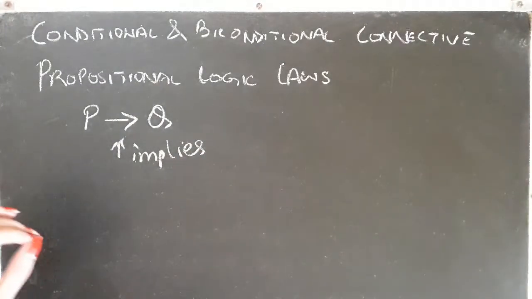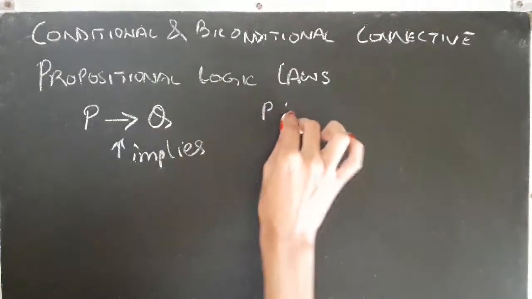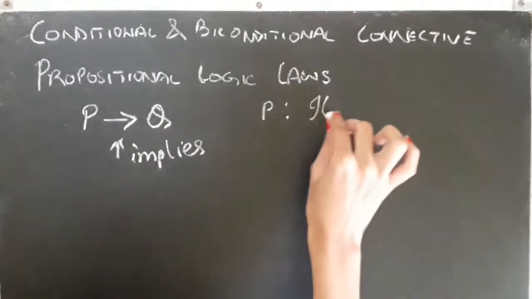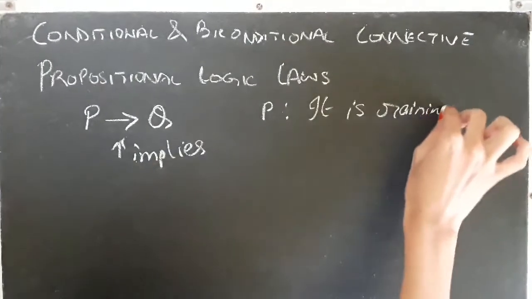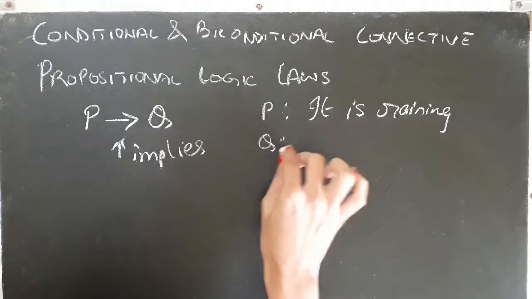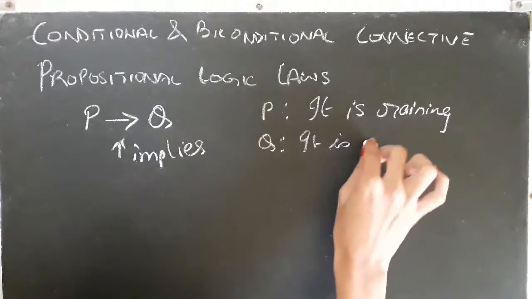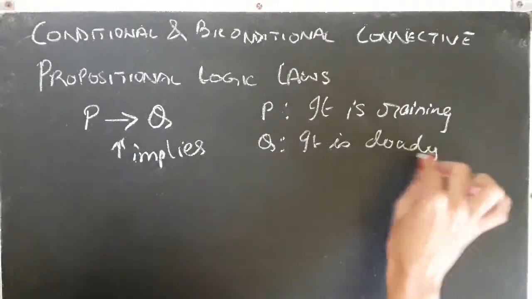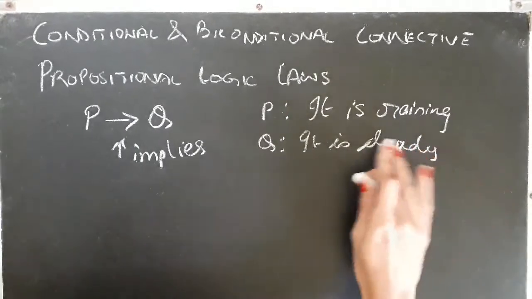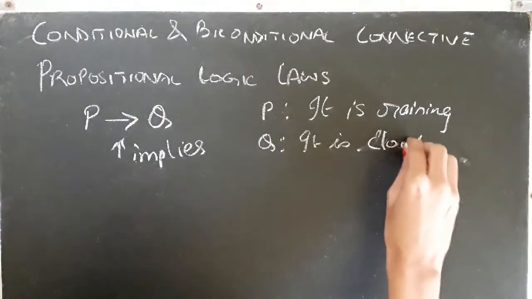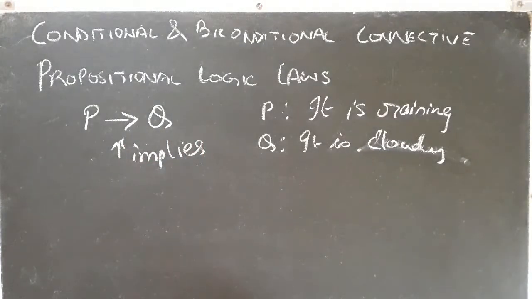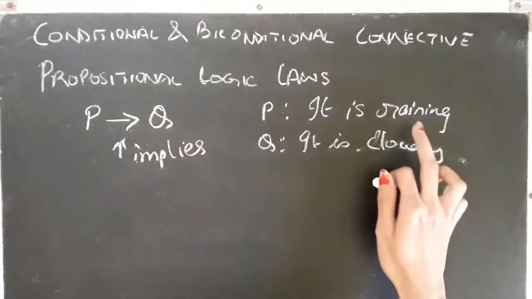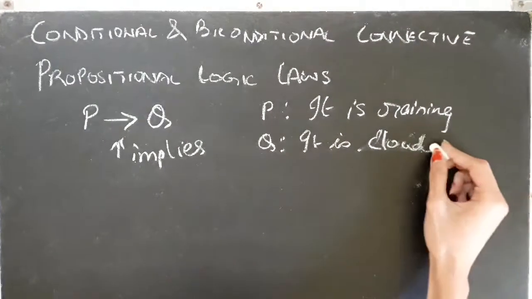Suppose P stands for it is raining and Q stands for it is cloudy. Now the statement P implies Q basically means that if P occurs, then Q also occurs. That means if it is raining, then it is cloudy.